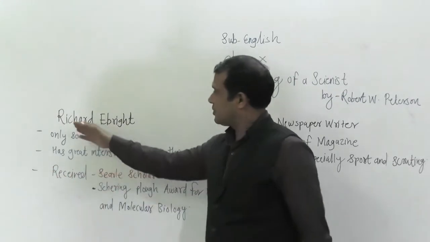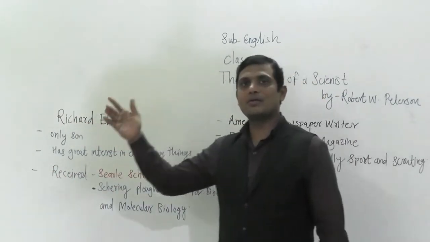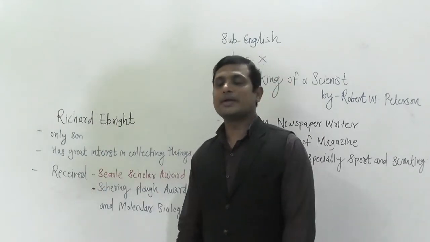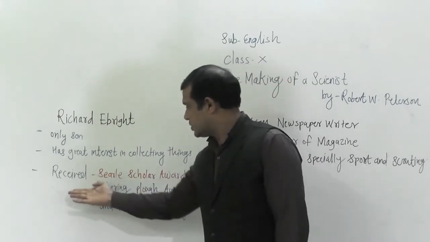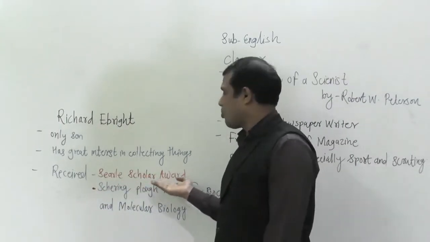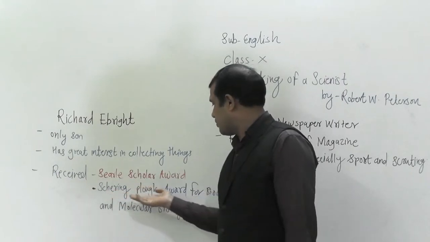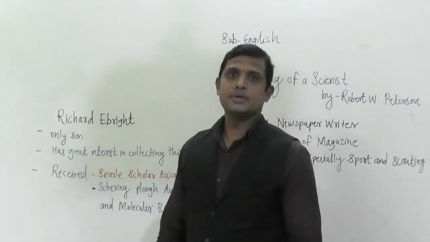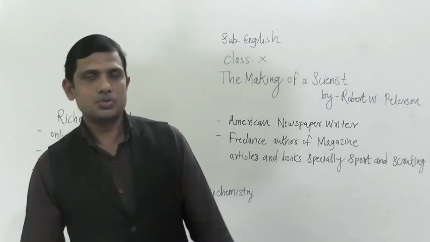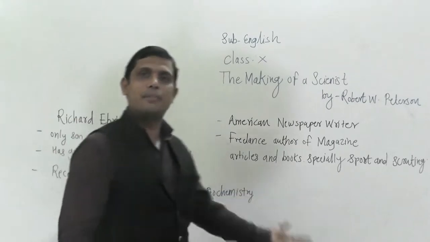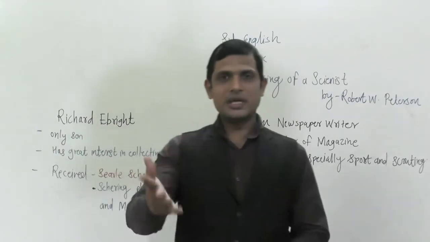Then, if you think about Richard Arkwright, he is a great character of science. That is why he is a scientist. He became a renowned scientist, and that is why he received a couple of awards. The Sebelius award he has got. Then the Schellenbrock award for biochemistry and molecular biology he has achieved. So that particular person we are going to learn about today, the name of the person is Richard Arkwright. Okay, so we will see the lesson.